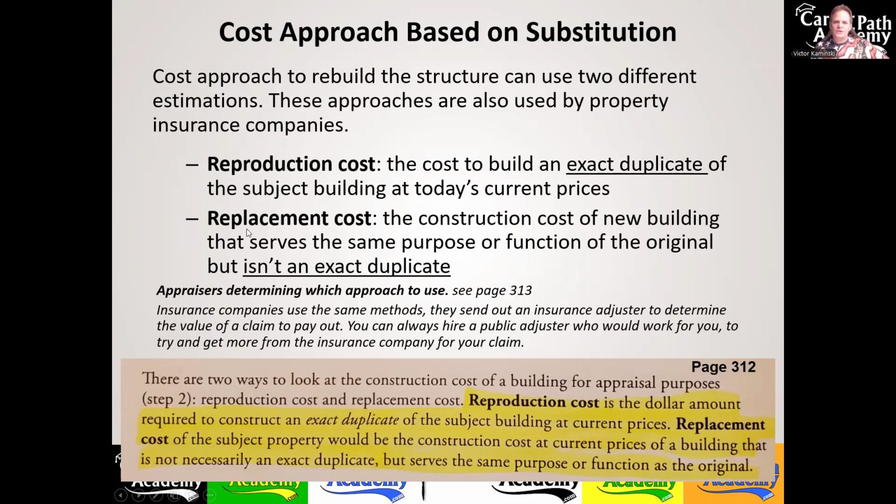Now, which approach would appraisers use? Well, insurance companies use the same methods here. They send out an insurance adjuster to determine the value of a claim that they're going to pay out. Here's a little tip for you. You can always hire your own personal private adjuster that works for you to try and get you more money out of the insurance company when you're doing a claim, because the one the insurance company sends out works for them.